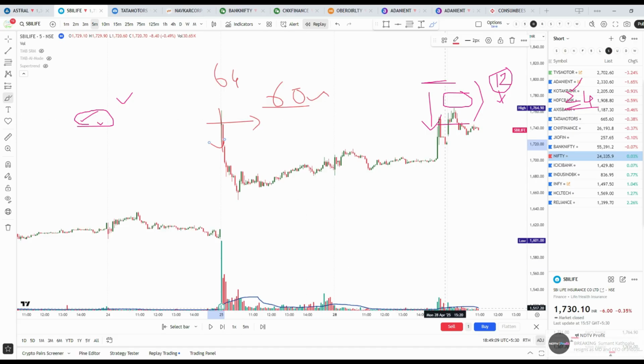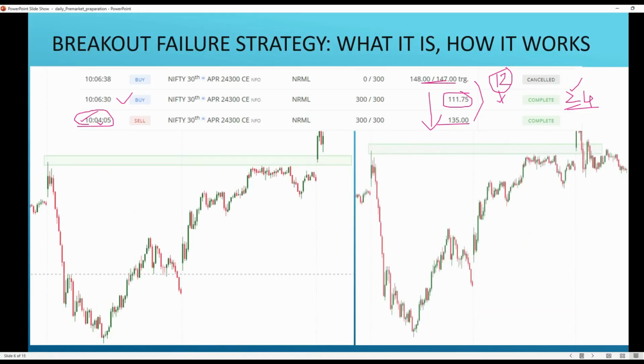So this is how you can practice these strategies first, okay. Try to paper trade for at least a few days, calculate your risk, and then try to make the real trades.